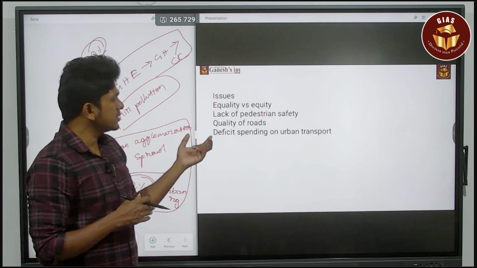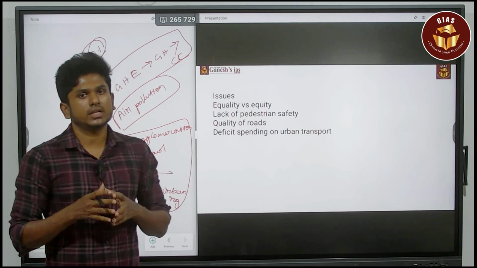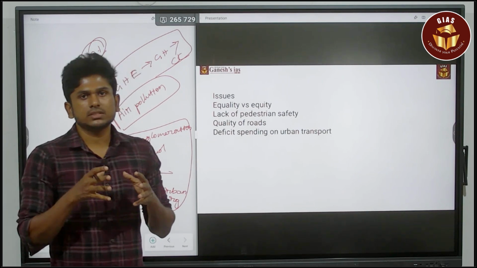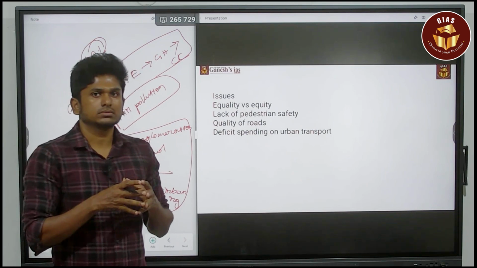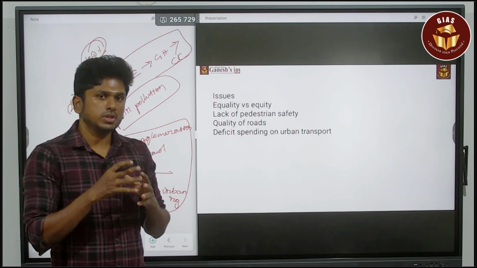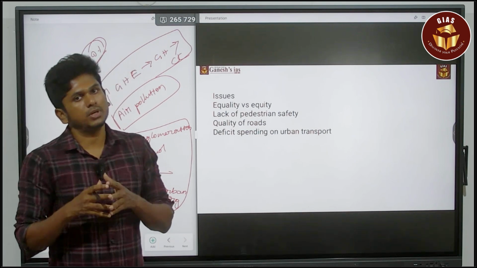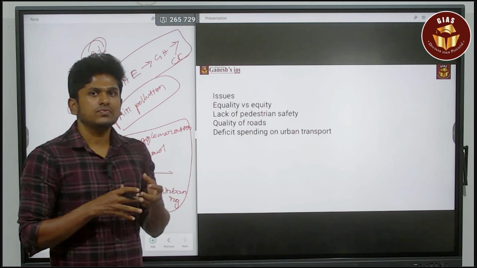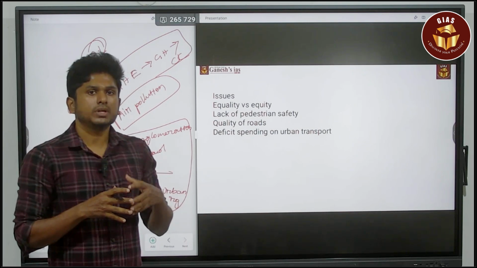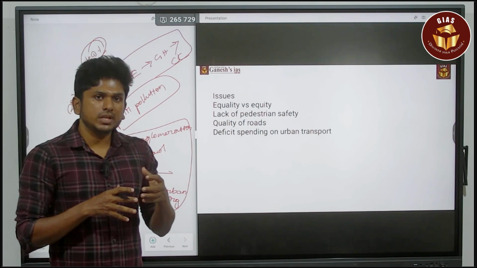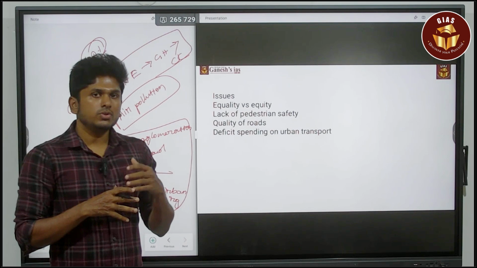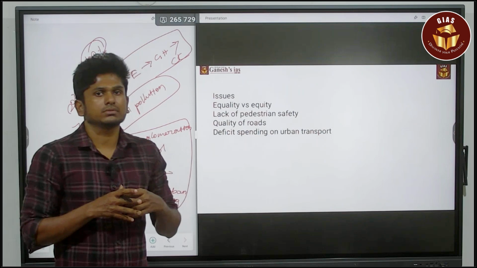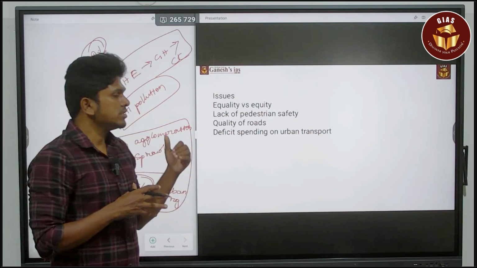And the major thing is deficit spending on urban transport. When it comes to urban areas, mostly it will be funded by the state government, the central government and also the urban corporation. These three players are mostly going to spend on it, or else they will go for a PPP model, a Public-Private Partnership model. But whatever it is, the focus on transport is still very limited in the urban region. That is the major concern. We need to address it. If you are not going to spend any money on that, it is definitely going to affect a major section of the population. So these are the major issues.